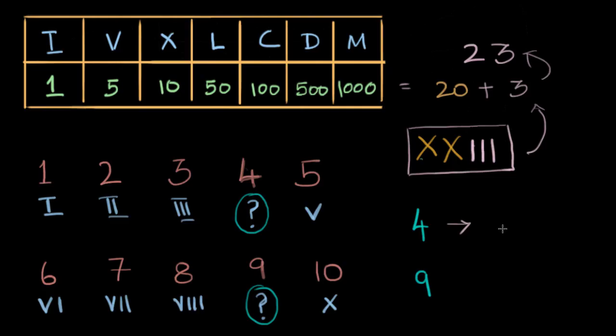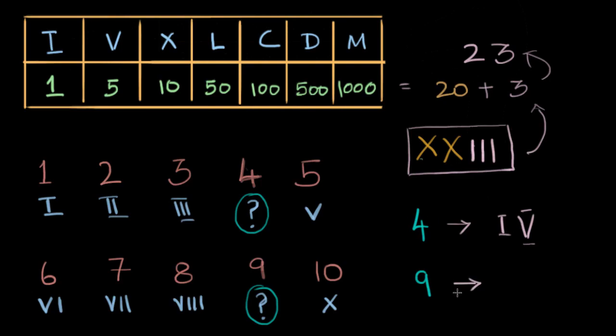So what is a shorter way to write 4? They thought of 4 as, hey, I can write it as 1 less than 5. So I can put an I and then I can write a V after that. So this is the first time you're seeing a smaller number come before a larger number. So they said whenever you see this happening, think of it as not 1 plus 5 equal to 6. Don't do that. But think of it as 5 minus 1, which is 4.